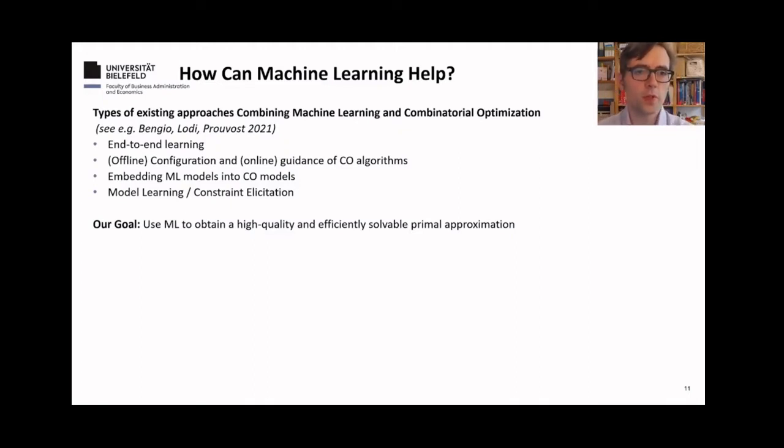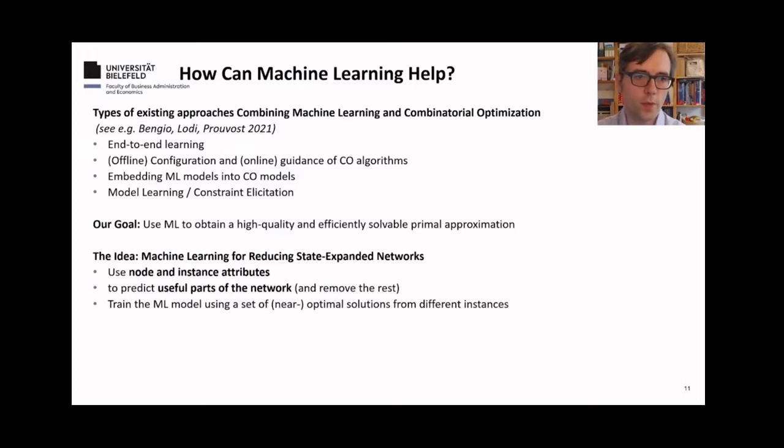Our goal is to use machine learning to obtain a high quality and efficiently solvable primal approximation of a combinatorial optimization model. More particularly, the key idea is to use machine learning for reducing state expanded networks. How do we do this? We use node and instance attributes to predict which parts of the state expanded network may be useful for finding the optimal solution, and the rest is simply removed. We can train this model using a set of near optimal solutions from different instances.